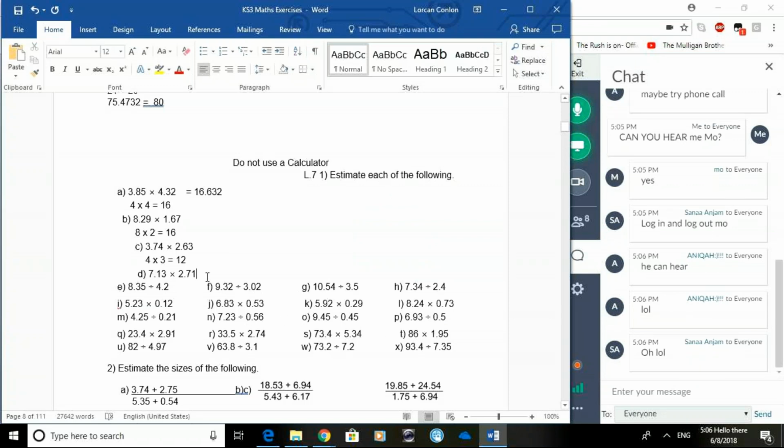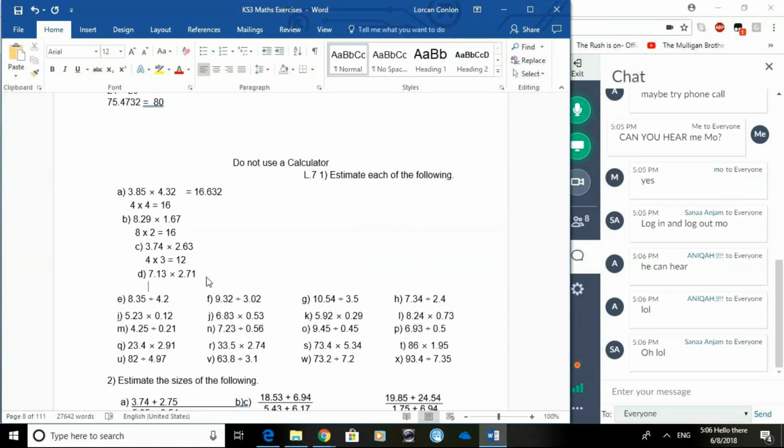Okay? So the first thing we do, whenever we're estimating something like this, we round every number in the sum or in the multiplication, whatever it happens to be, to one significant figure. So 7.13 to one significant figure. What's that, anybody? It's 7. It's 7, exactly. So we round to 7.